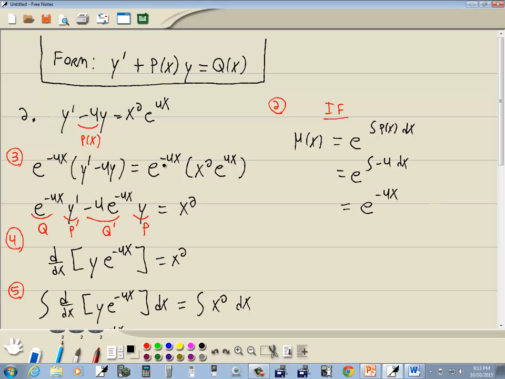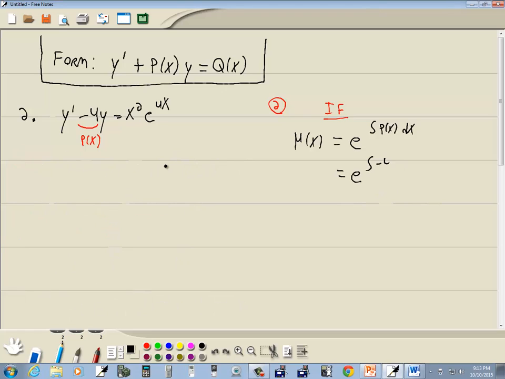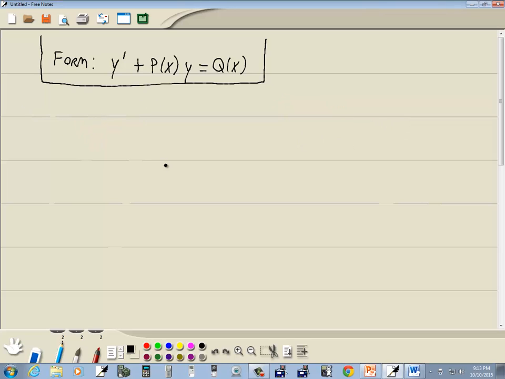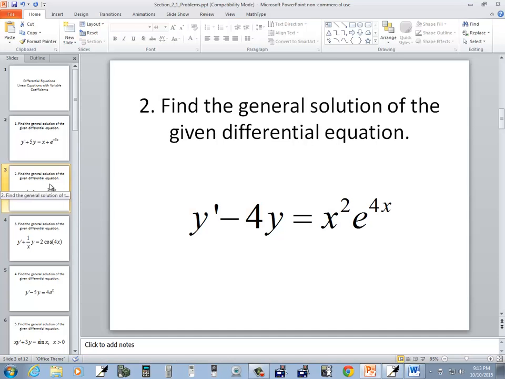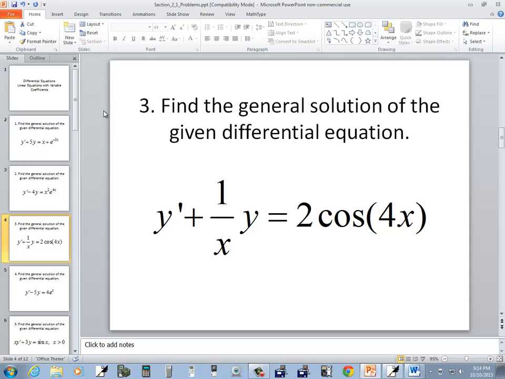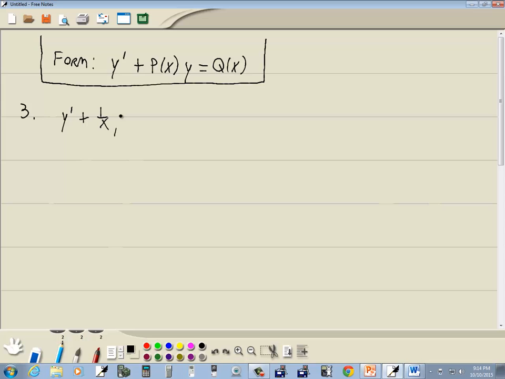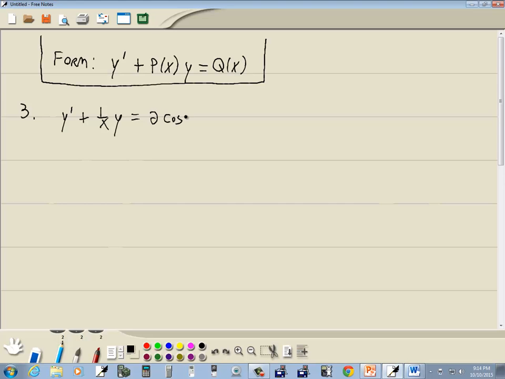And then we'll clean off this page. And let's take a look at problem number 3. Okay, we got y prime plus 1 over x y equals 2 cosine of 4x.